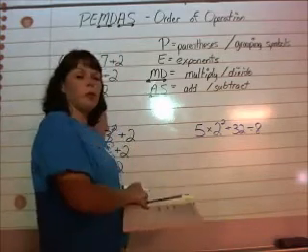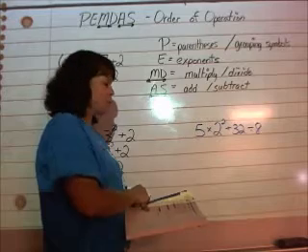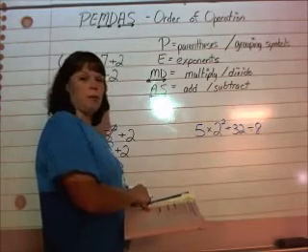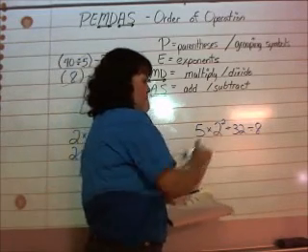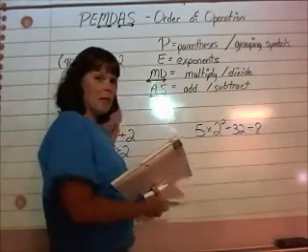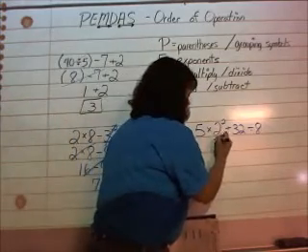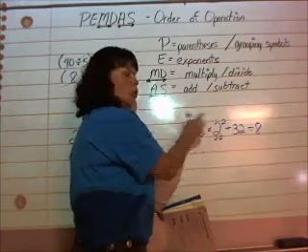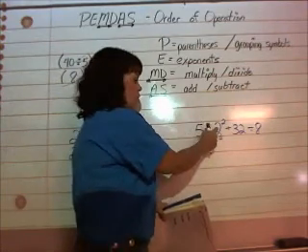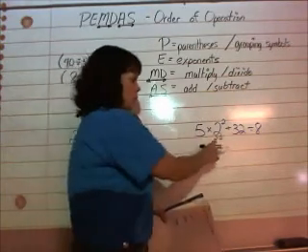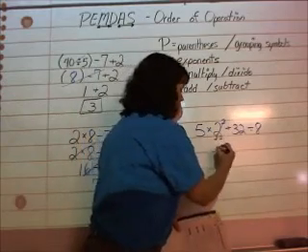Do you have any parentheses or any grouping symbols? Do I have any exponents? You're right. I have 2 to the second power, which basically means 2 times 2. Because remember, the little number, your little exponent, tells you how many times to write this. And so 2 times 2 is 4.